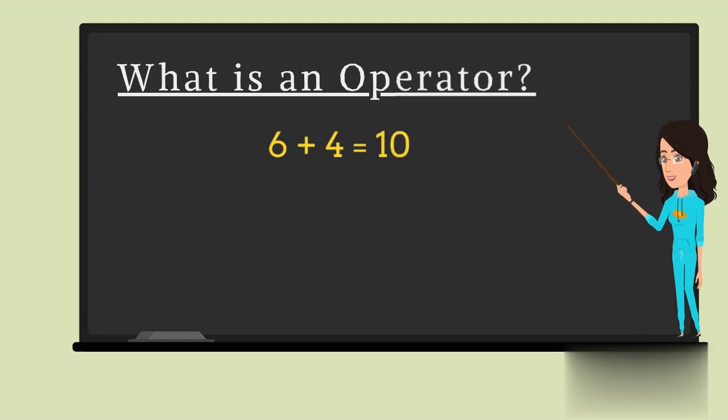Let us take a simple expression: 6 plus 4 is equal to 10. Here 6 and 4 are called operands and plus is called the operator. Now I hope it is clear what an operator is.